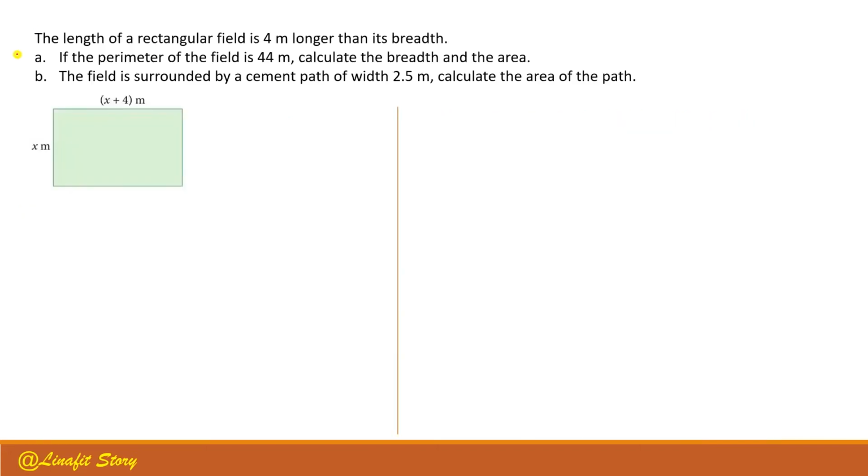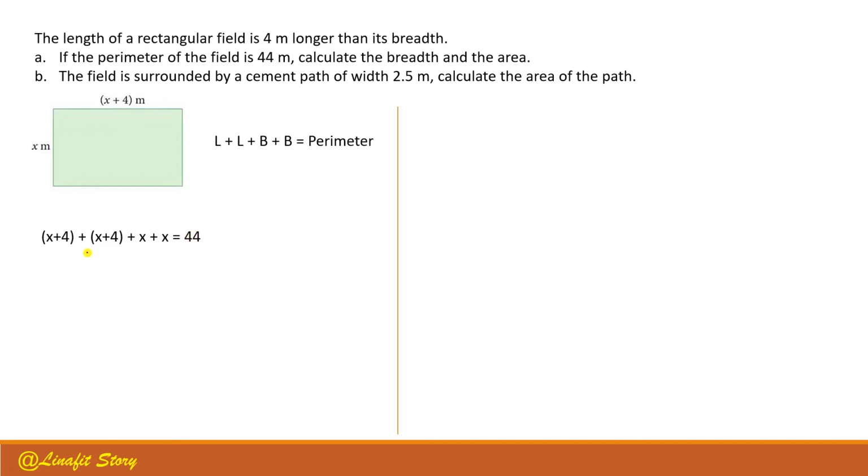The length of a rectangle field is 4 meters longer than its breadth. A. If the perimeter of the field is 44 meters, calculate the breadth and the area. And B. The field is surrounded by a cement path of width 2.5 meters. Calculate the area of the path. So to get the perimeter of a rectangle is length plus breadth plus length plus breadth. The length is 4 meters longer than its breadth. So the length is x plus 4, while the breadth is x.